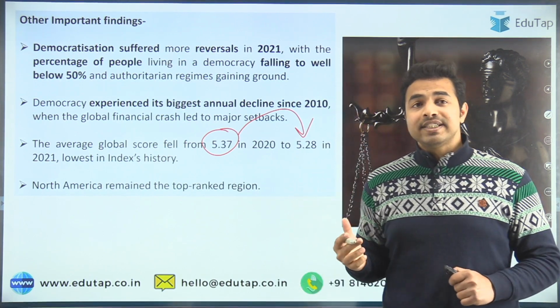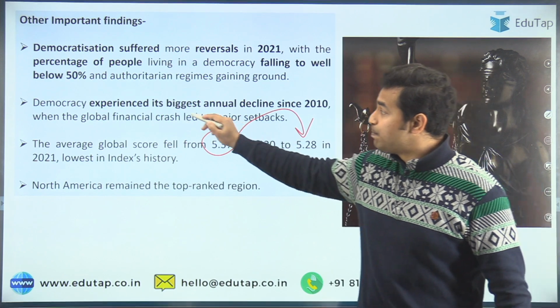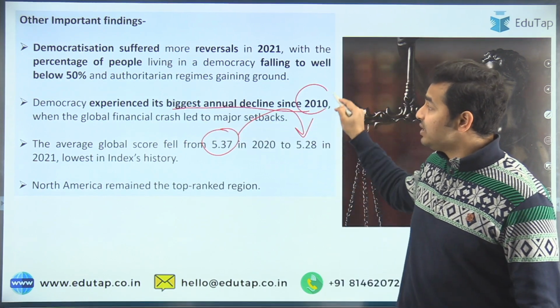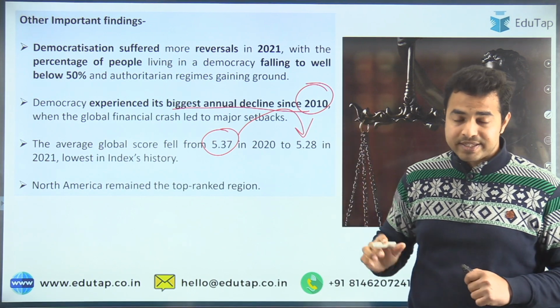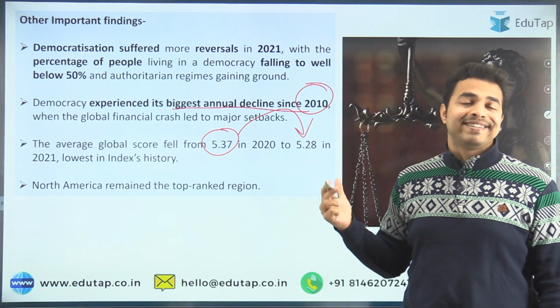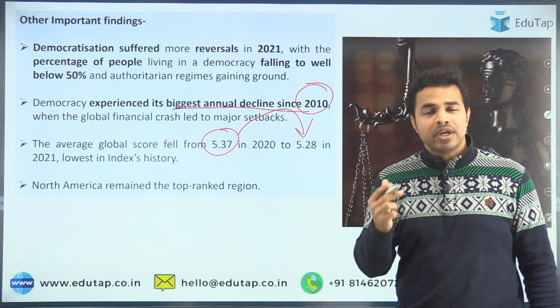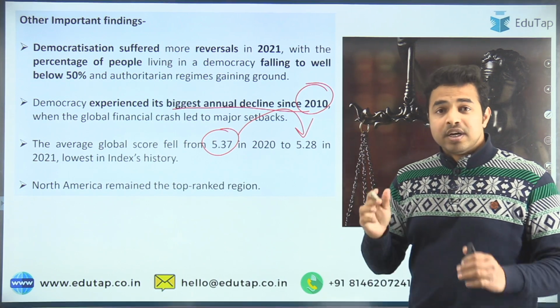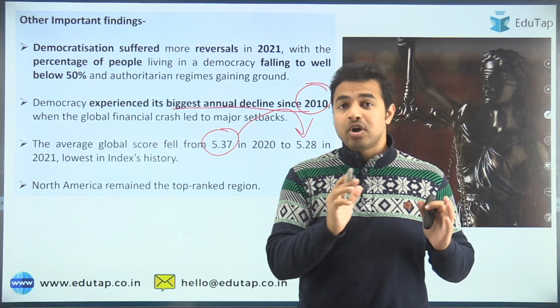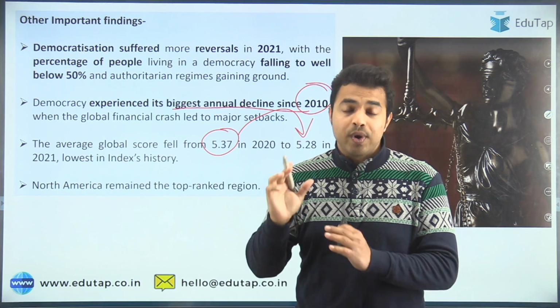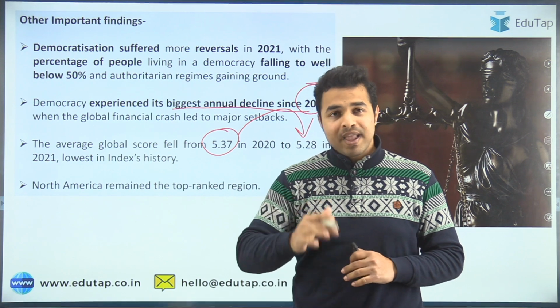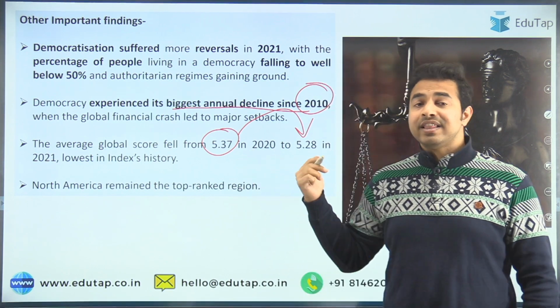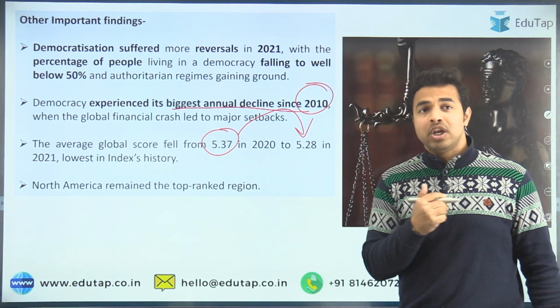Okay, and that is the reason that democracy has experienced its biggest annual decline since 2010, when the global financial crash led to major setbacks. And apart from that, why exactly is there a decline in the score? The reason behind that is the various lockdowns and the COVID containment measures being taken by countries across the world, which have led to this decline in democratization all over the world.